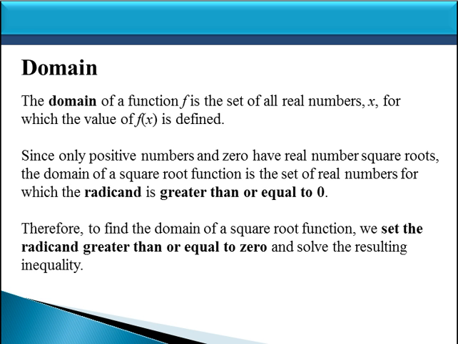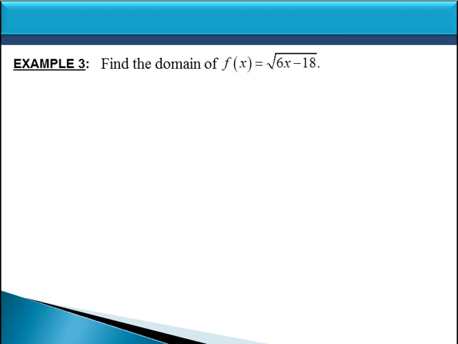So to find the domain of a square root function, we set the radicand greater than or equal to 0, and then we solve the resulting inequality, and that will give us our domain. So let's find the domain of this function. f of x equals the square root of 6x minus 18.